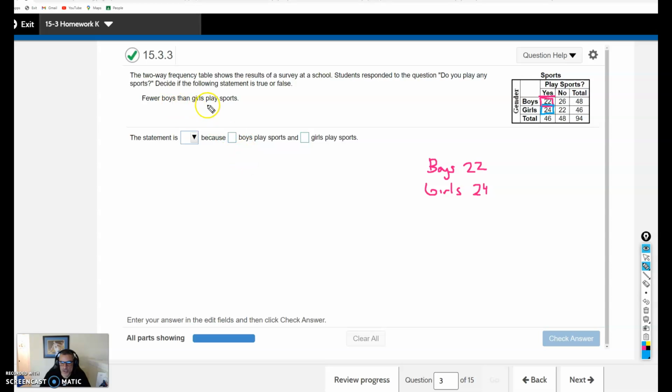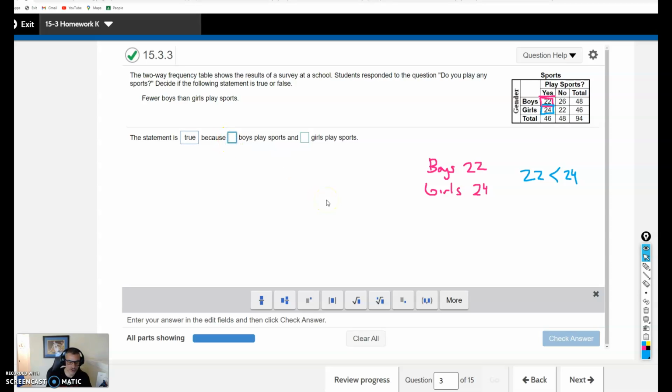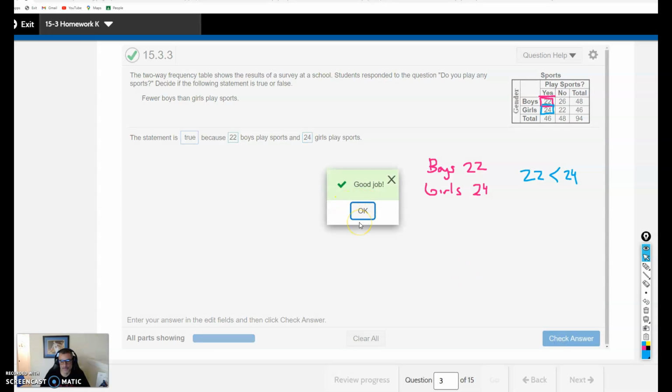So, fewer boys than girls play sports. That is true, right? We have 22 boys that play sports, 24 girls. We know that 22 is less than 24. So I would say the statement is true because, and then you just put in the numbers. 22 boys play sports and 24 girls play sports. Got it.